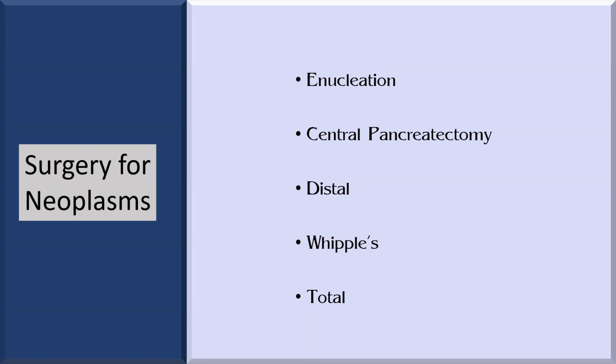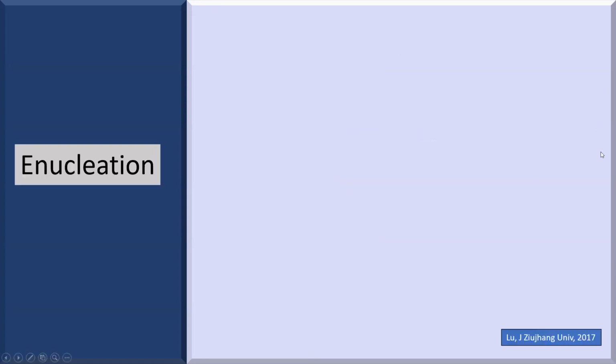Anything to the left of the neck of the pancreas, the body and tail, when you take it out, it is a distal pancreatectomy. Whipple is a pancreaticoduodenectomy. Total is a total pancreatectomy anyway. Okay, those are the things.